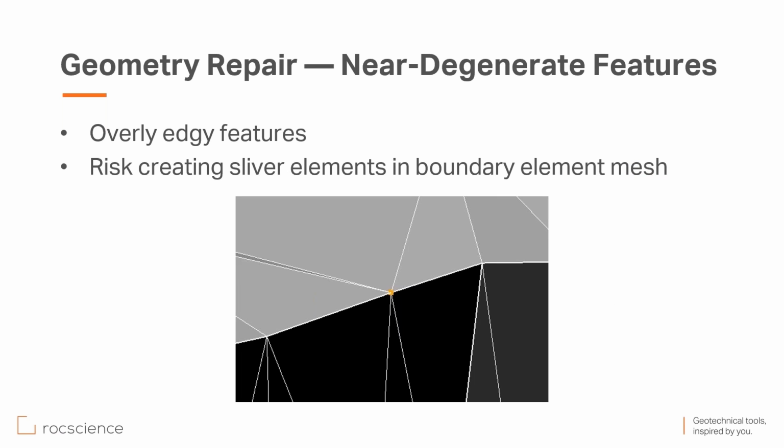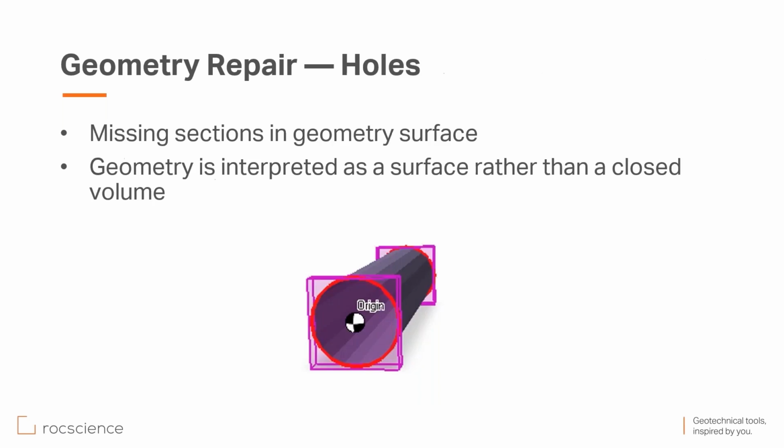We're talking about near-degenerate features. What we're talking about is overly edgy features. This is any vertex that has many, many triangles connected to it, and the risk is that some of those triangles will be very, very thin, as you can see in the image down below. The risk of this is that it will end up creating sliver elements in the boundary element mesh, which can cause numerical problems and affect your results.